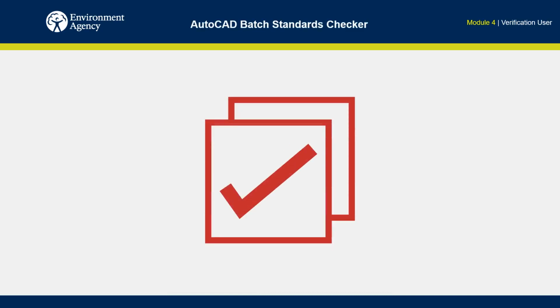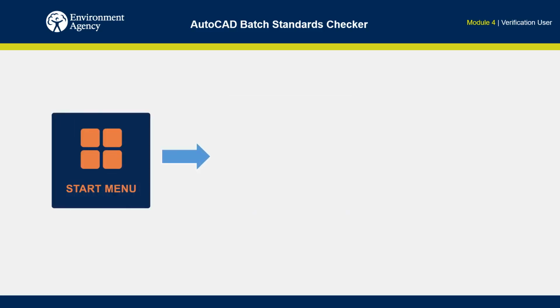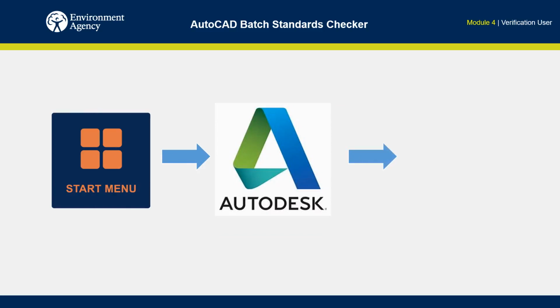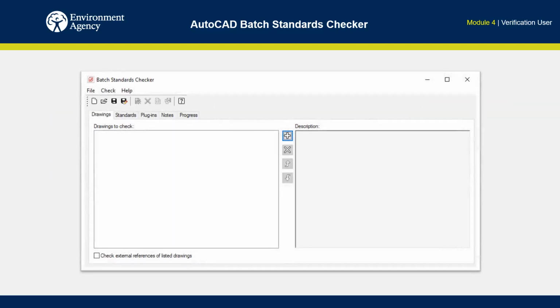Autodesk also provides a Batch Standards Checker application, which can be used to verify multiple drawings and models at the same time. It also produces a verification report. From the Start menu on computers where AutoCAD applications have been installed, the Batch Checker application can be found in the Autodesk submenu. The Batch Standards Checker looks similar to the internal AutoCAD checker with some additional functions.